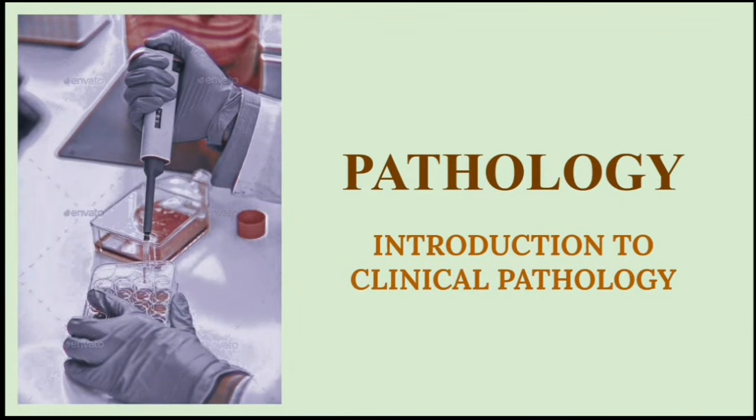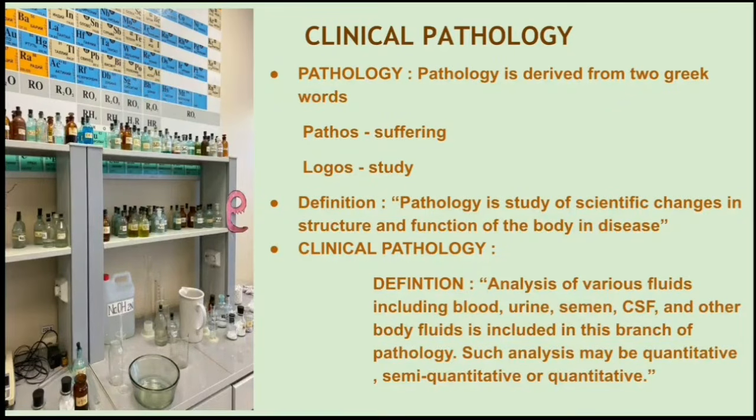Clinical Pathology. So, what is pathology, where is it derived from, and the definition of pathology, we'll study about it. Pathology is derived from two Greek words, pathos and logos. Pathos meaning suffering and logos meaning study. So, the definition of pathology is the study of scientific changes in structure and function of the body in diseases. When the body is diseased, we'll be studying the structure and function of the body, how it reacts to the disease. That is called pathology.